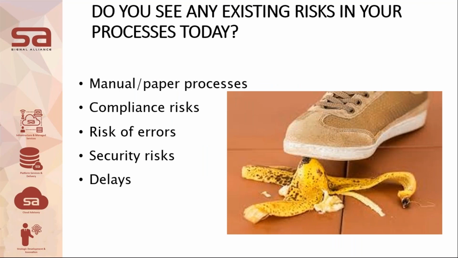Okay, so let's take a look at our environments today. Do you see any existing risk in your processes? Are there potential business risks that can hurt the business? Manual paper processes that are prone to errors? What are the compliance risks your business faces today? We see some industries are highly regulated. So for those industries that are highly regulated, you cannot afford to leave your processes entirely in the hands of human beings. So we may just have to make sure that we automate those processes and make sure they are fully compliant.